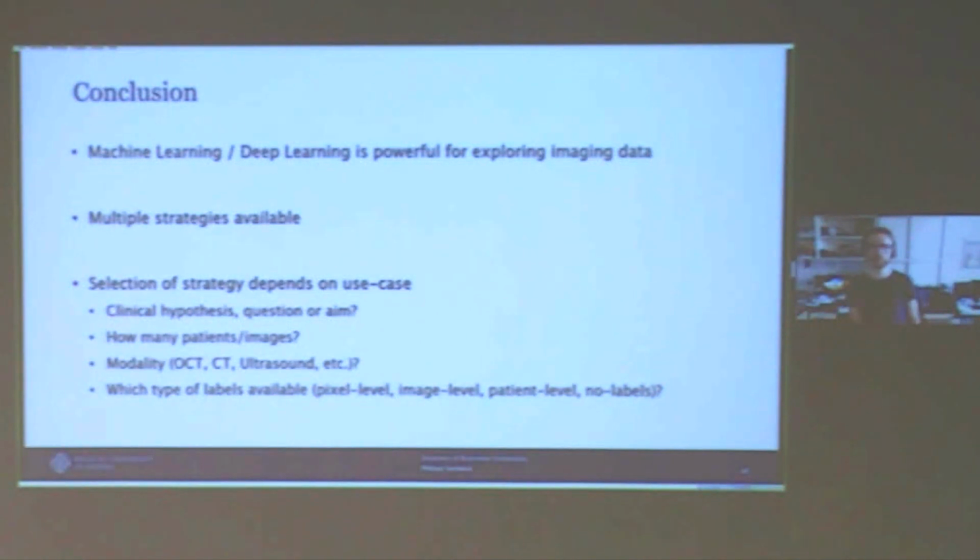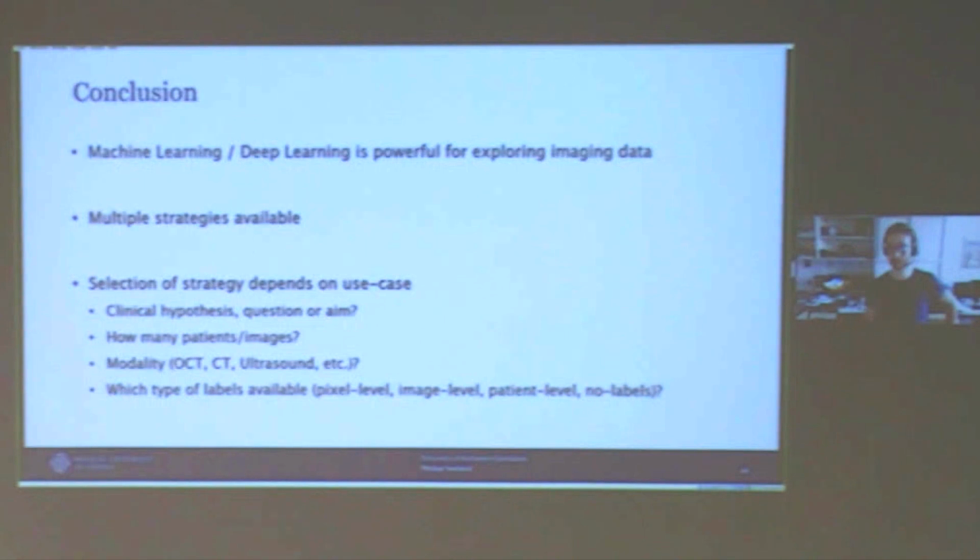So in conclusion, what else shall I say? If I'm working in this domain, I have to justify somehow what I'm doing. Machine learning and deep learning is powerful for exploring image data, and there are multiple strategies available. I think the hard task here is, on one hand, to identify the strategy that most suits your needs, and then to optimize and develop it in a way so it's really useful for your specific problem.